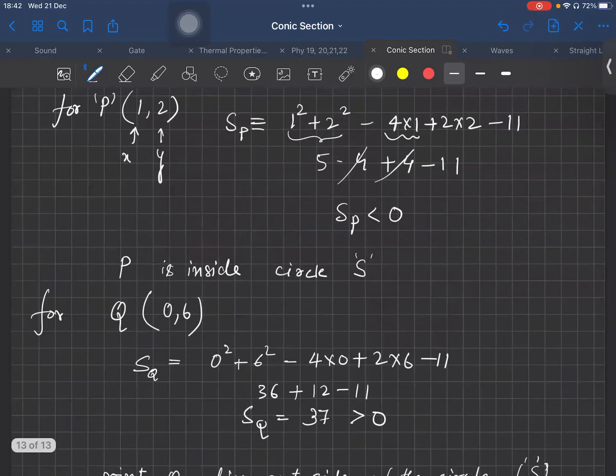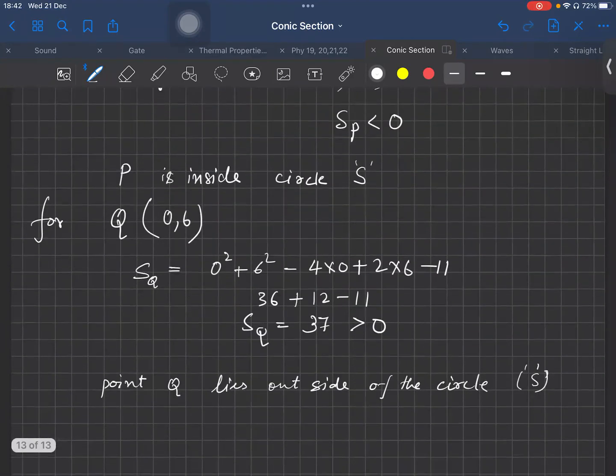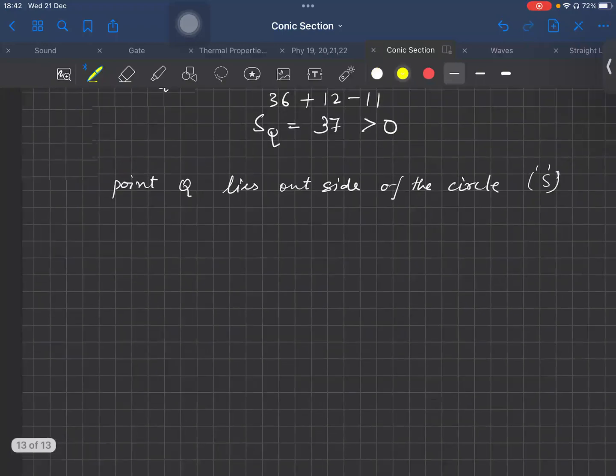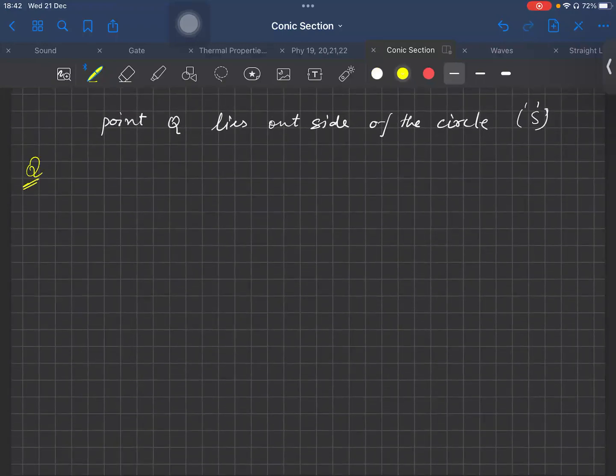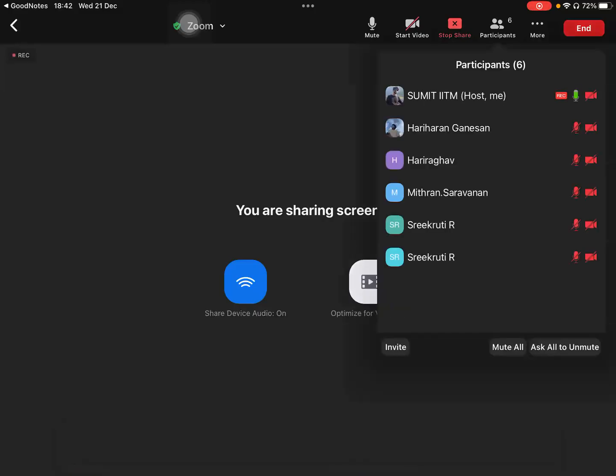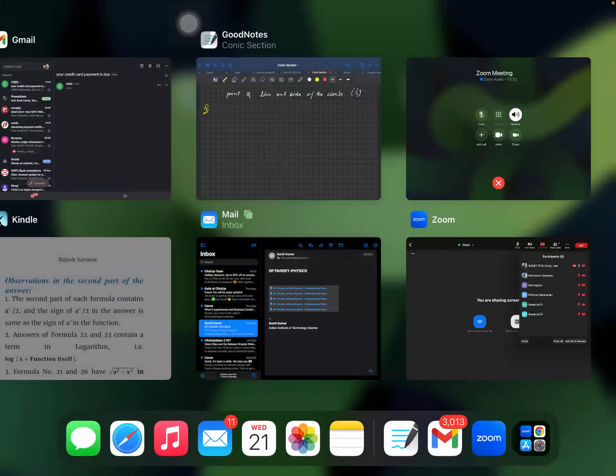Understood? Understood or not? Or is there any doubt? Anybody is having doubt here? You just need to plug those values. How many of you still have doubt about what is F and G and C? Is that clear or not? Hari, Hari Raghav, Hari Haran, Mitran, Shri Pruti. Yes, sir. Is it clear, Hari? Yes, sir. Okay, solve one more problem, because I'm not satisfied with your performance.